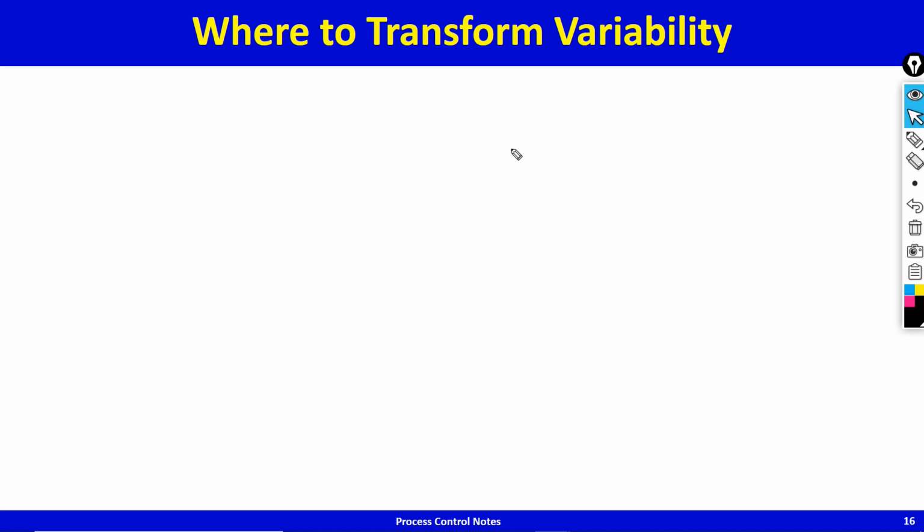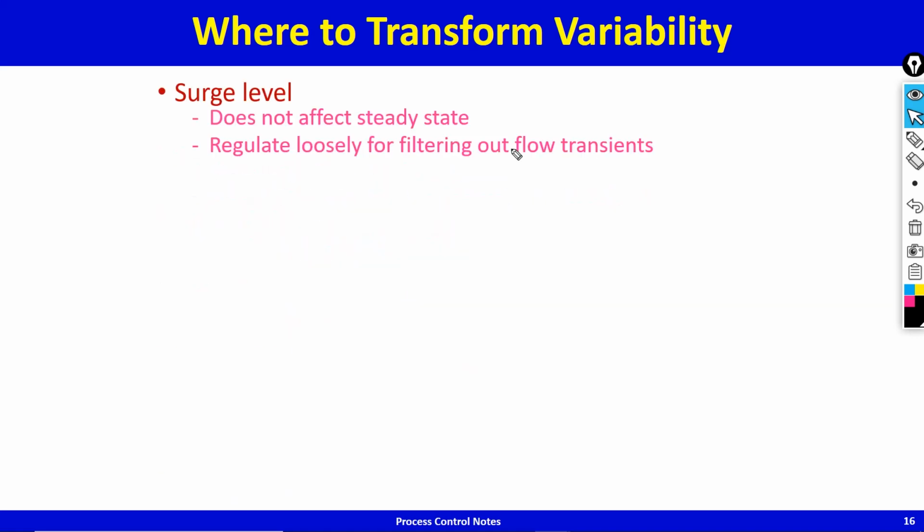Where is variability acceptable? So surge levels, like we talked about, this does not affect the steady state, so it has no economic effect. We want to regulate it loosely for filtering out flow transients, and loosely enough so that the flow transients are filtered out while the high and low alarms are not breached. Those limits are not hit. So variability in surge level is acceptable.